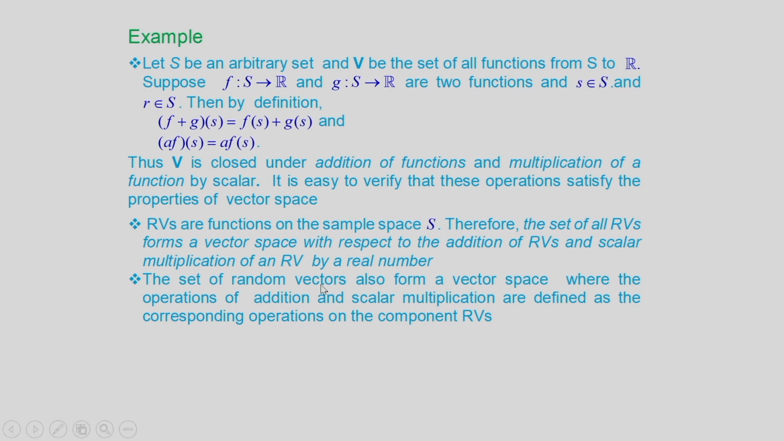The set of random vectors also forms a vector space, where the operations of addition and scalar multiplication are defined as the corresponding operations on the component random variables. So that way we can define a vector space of random vectors also.